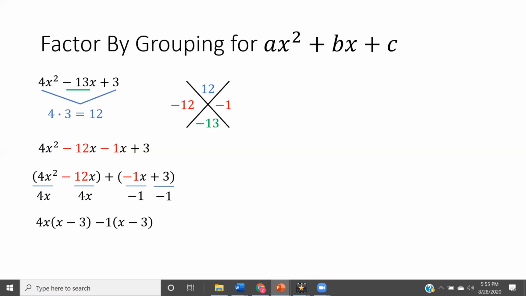So now what I do is I just look at the things that are in front of the groups that match. That's one of my factors. And then the other factor is the two groups that actually match. So I'm left with 4x minus 1 times x minus 3 as my final answer.